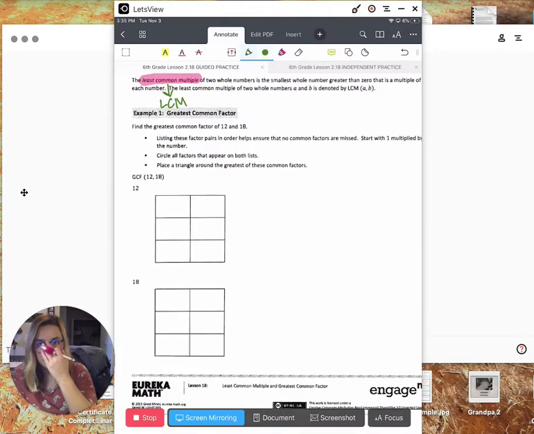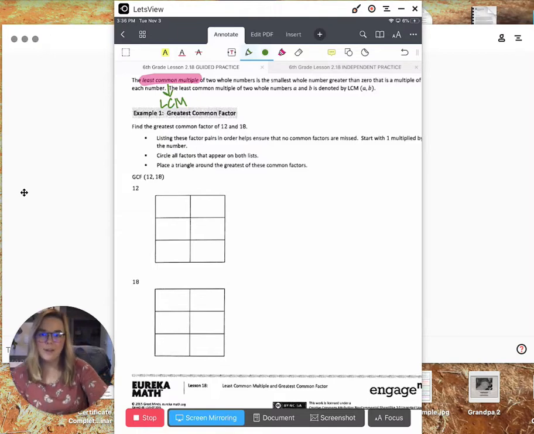Let's look at example 1 and we'll talk about greatest common factor. We need to find the greatest common factor of 12 and 18. We're going to do this by listing the factor pairs. Factors are numbers that multiply together to make another number, and a factor pair is two numbers that multiply together to make that number.